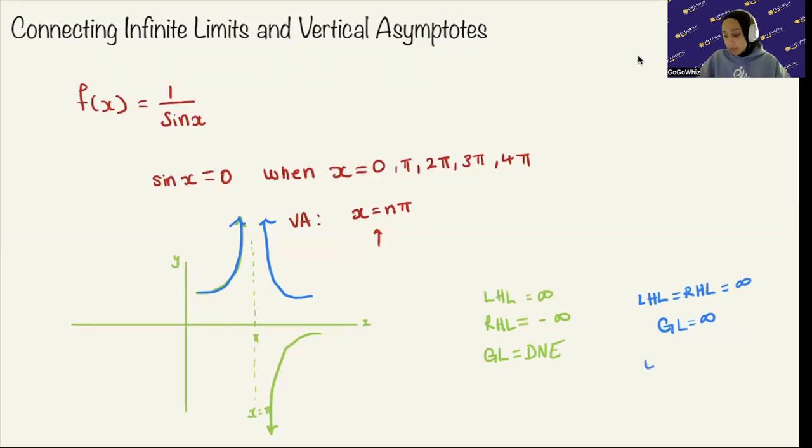Same thing if the left-hand limit was equal to the right-hand limit, but they were both approaching negative infinity. If I have a situation like that, then I can also say that the general limit is equal to negative infinity. So this is how we're connecting both. Now, you've seen working with general limits before. The only difference now is that we're considering what's happening when we have a vertical asymptote.